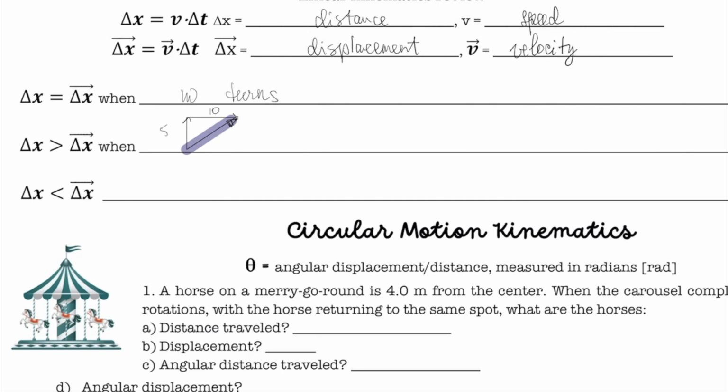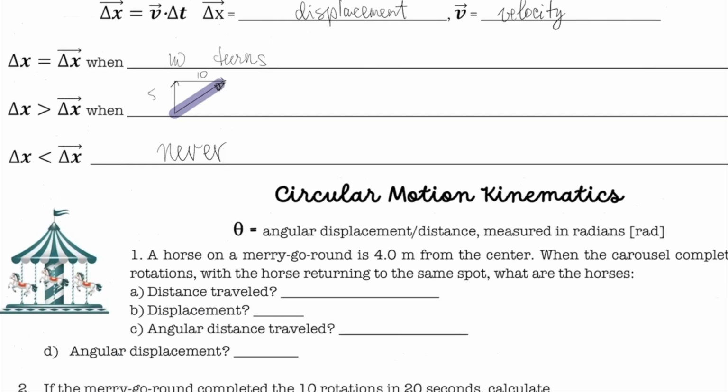So distance and displacement when there is a turn are different, and distance traveled is going to be longer than displacement. And this never happens: you cannot end up farther than you traveled. So your distance is never less than your displacement. So then we went into circular kinematics.